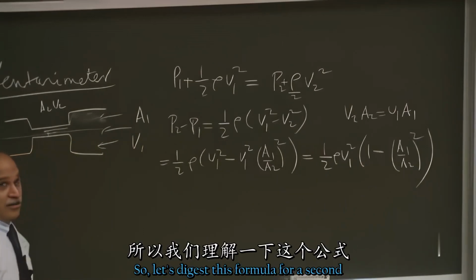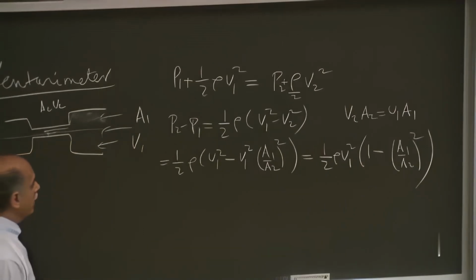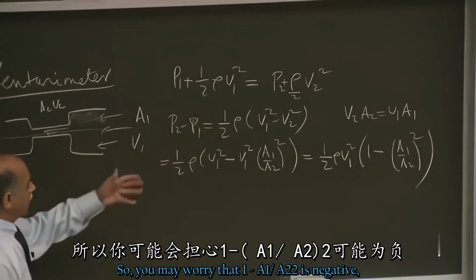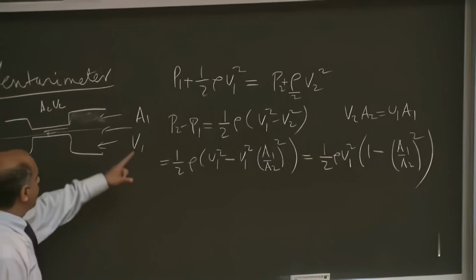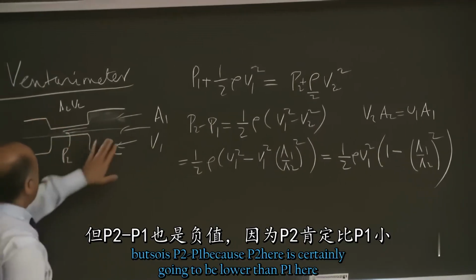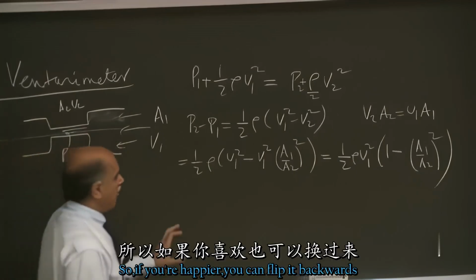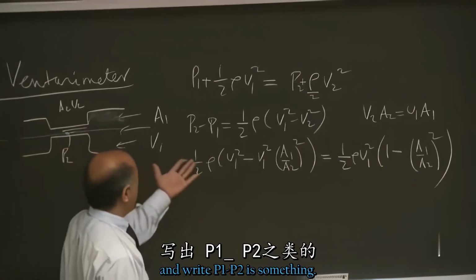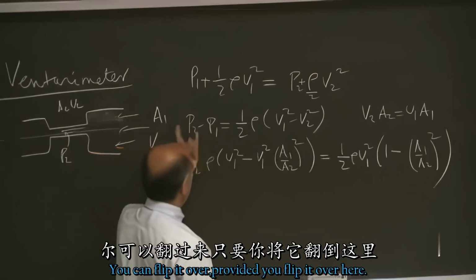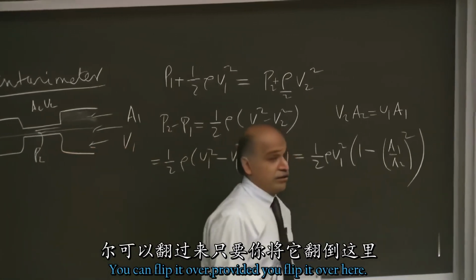So let's digest this formula for a second. In this problem, A1 is bigger than A2, so you may worry that 1 minus (A1 over A2) squared is negative, but so is P2 minus P1 because P2 here is certainly going to be lower than P1 here. So if you're happier, you can flip it backwards and write P1 minus P2 is something. You see that? You can flip it over, provided you flip it over here.